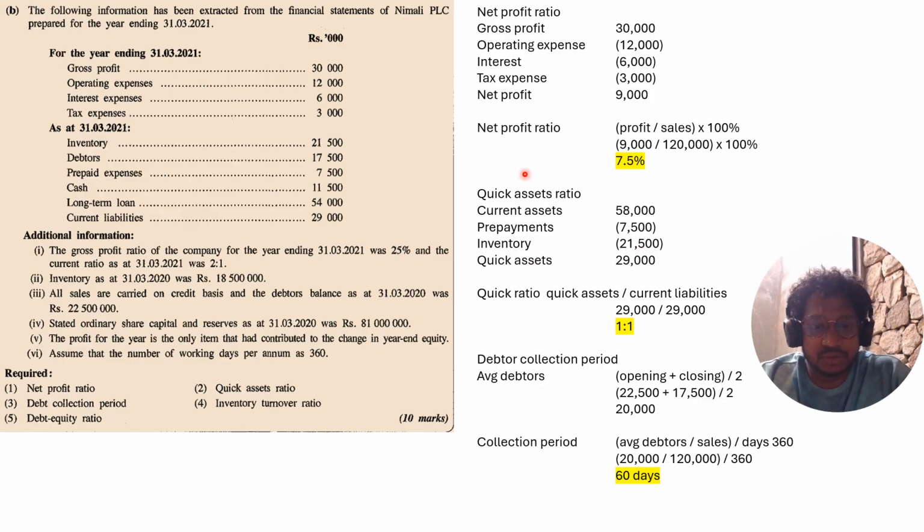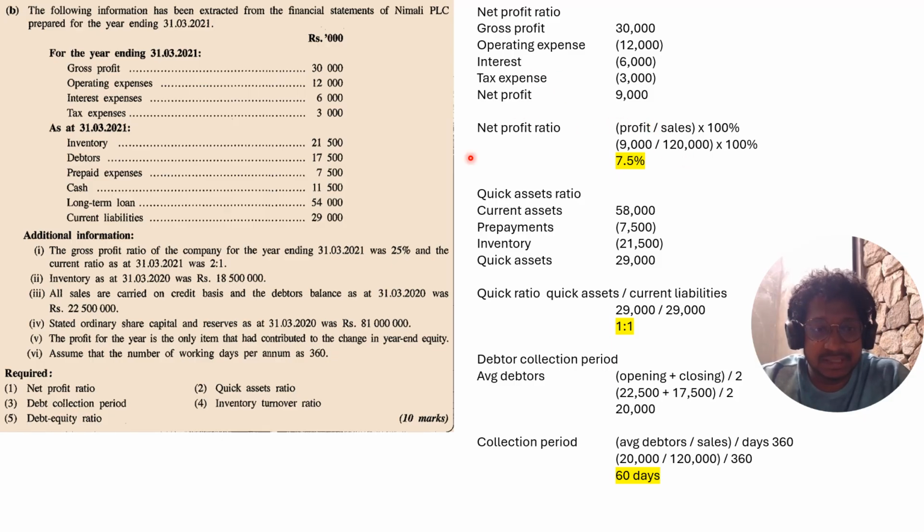So this is 2021 past paper questions regarding ratios. So this is a bit tough one comparing the other years. So this information is given and then they ask for these ratios. So first one you have to find out net profit ratio. So to find out net profit ratio, you have to find out profits and sales. So here the gross profit given, from that gross profit you have to minus operating expenses, interest and tax expenses. So your net profit is 9,000.